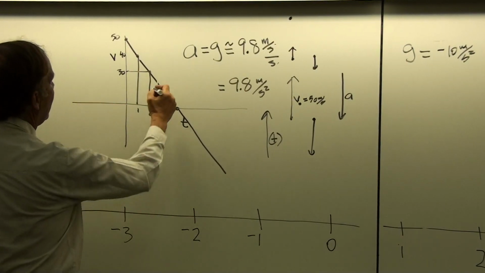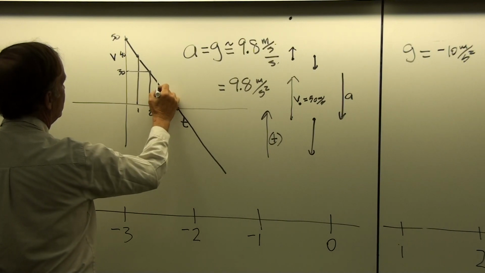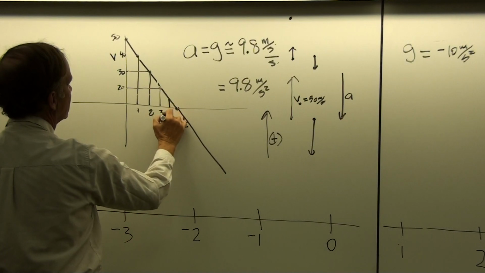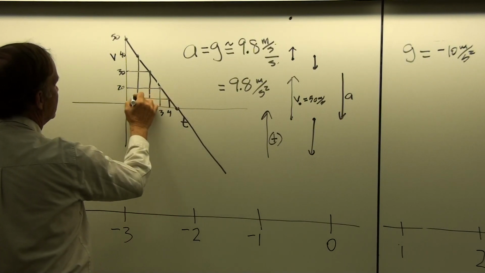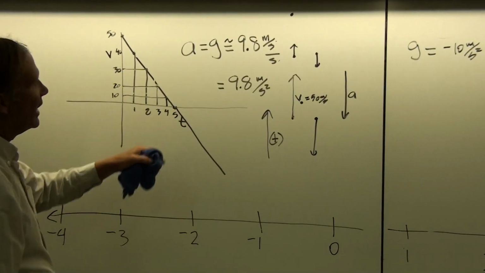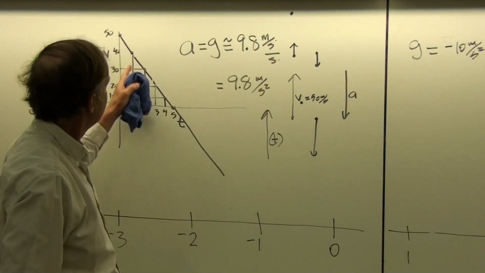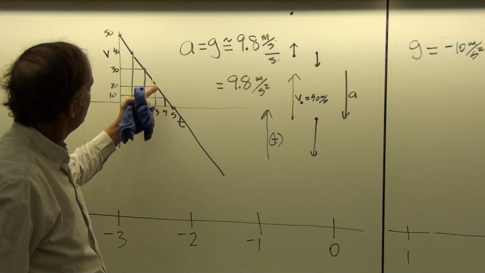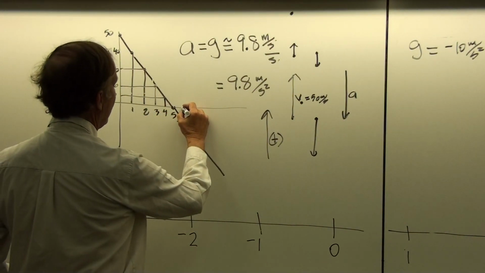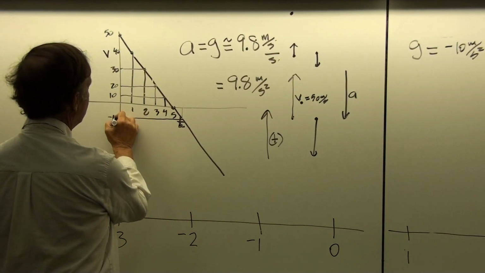Okay, and so after 2 seconds, you'd be going 30. After 3 seconds, you'd be going 20. After 4 seconds, you'd be going 10. After 5 seconds, you would stop moving. And so you would reach the peak of the path. And that would be a velocity of 0. But notice that the slope of this curve is minus 10. Okay, and then from there, after 6 seconds, you would now start to speed up in the negative direction.